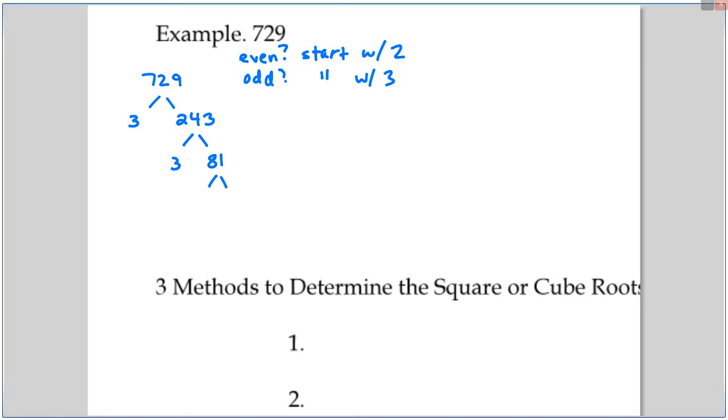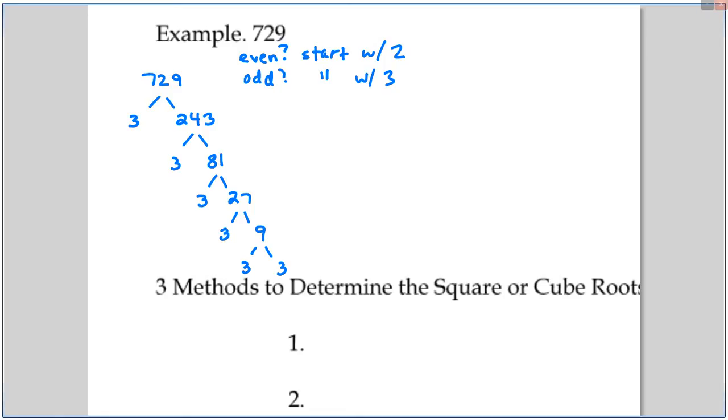It's still odd. You could, but let's just use primes. Always just use primes. 27. Keep going on 27. Divide by 3 again, you get 9. Go on 9, you got 3 and 3. Now you're done.